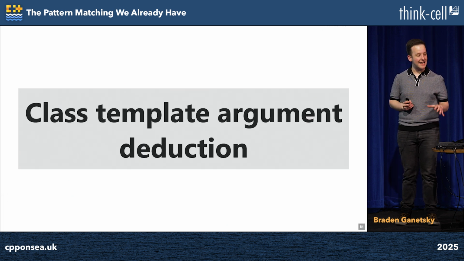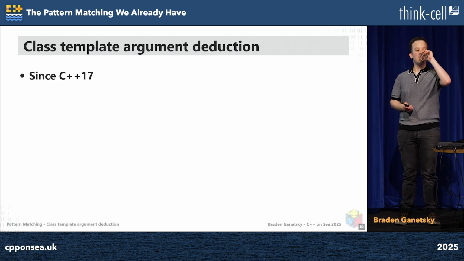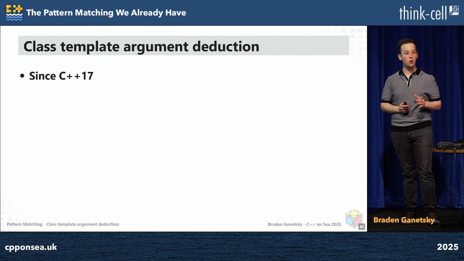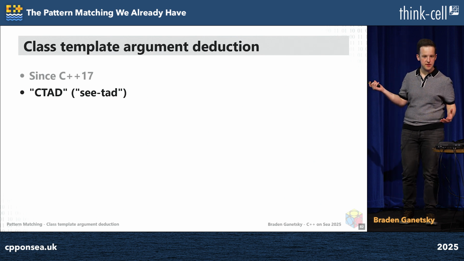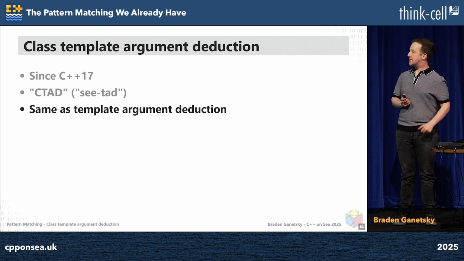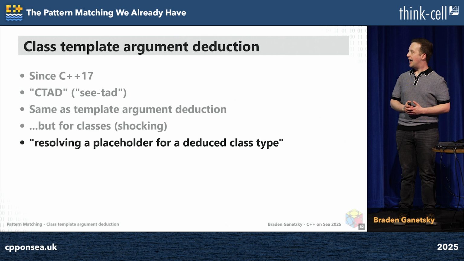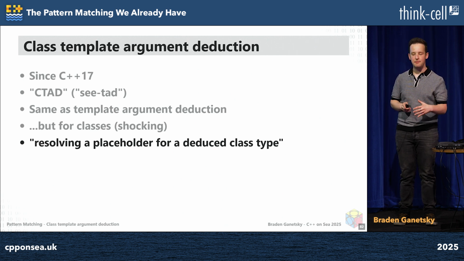And from here, I'll talk about class template argument deduction. This will be the final section. Class template argument deduction. It's been in the standards since C++17, so a lot more recent than the other things. We often call it CTAD. Are there any other pronunciations of this that I should know of? Does anyone call it something else? Cool, CTAD. It's the same as template argument deduction, but for classes. Shocking. And the wording in the standard says resolving a placeholder for a deduced class type.